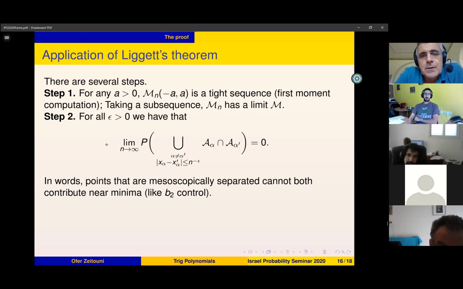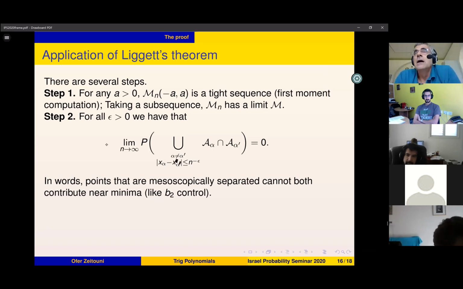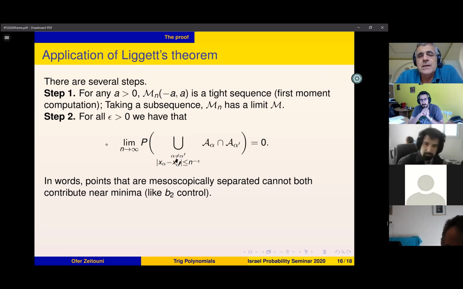The second step is the following. The second step says that if x alpha and x alpha prime, the prime here is misplaced, it's like that, if x alpha and x alpha prime are close, you cannot have a minimum in both of them. This comes essentially from the approximation by the linear functions, and this is related to the condition that I called B2 in the two moments suffice. So in words, what this condition tells you is that points that are mesoscopically or microscopically separated cannot both contribute near minima.